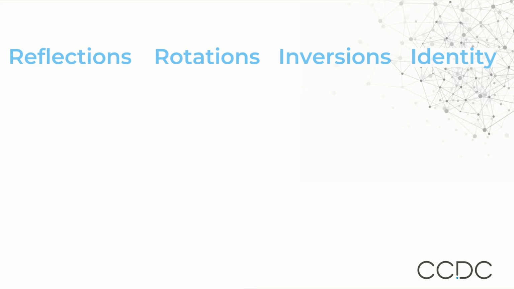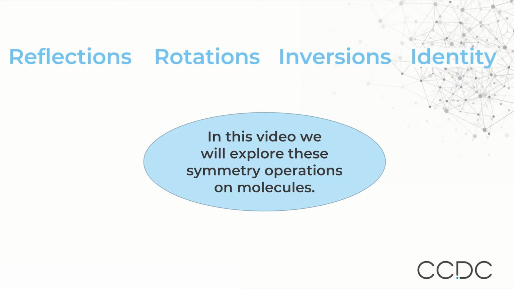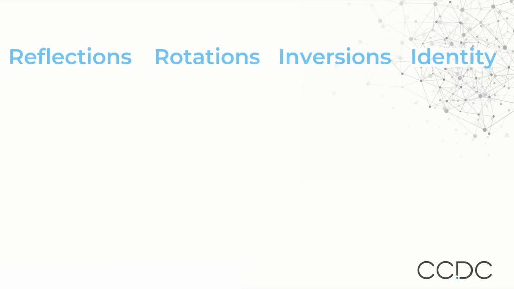The operations we'll focus on today are reflections, rotations, inversions, and the identity operator. Although we discussed crystals earlier, we're going to look at the effect of operations on individual molecules, so they're a little easier to visualize. You can spot symmetry elements in other objects too. Keep watching for ideas of where to find them in the world around you. Let's start with the last one on the list.